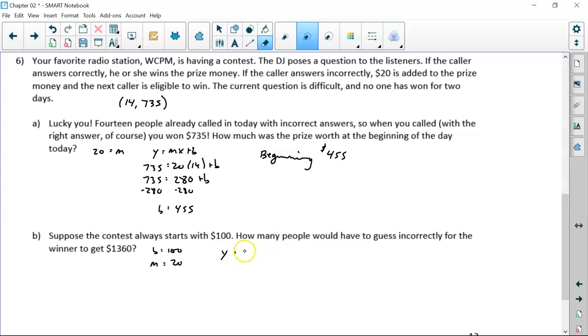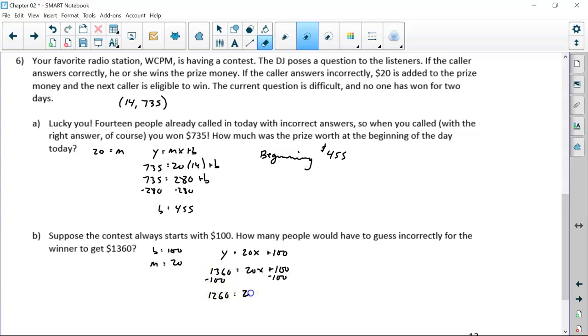So y equals 20x plus 100. So 1,360 equals 20x plus 100 because the prize was worth $1,360. Subtract 100 from both sides.